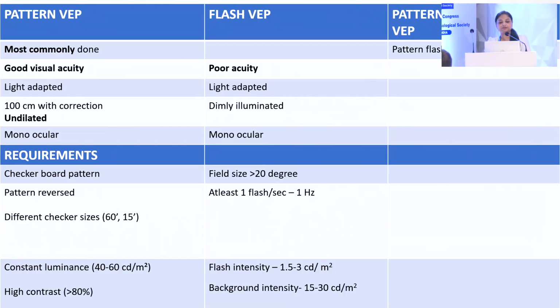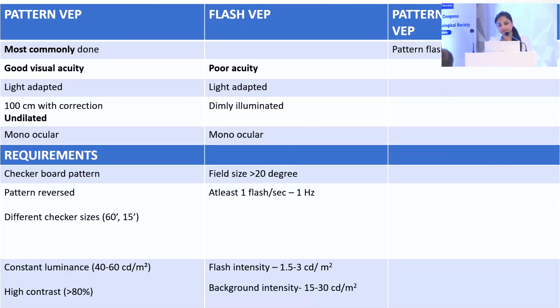The requirement is a checkerboard pattern. The pattern is reversed, that is, black to white and white to black. There are different check sizes, 60 minutes and 15 minutes. The luminance is constant and the contrast used is high. The indication for pattern and flash VEP is the same, but the flash VEP is done in patients with poor visual acuity.